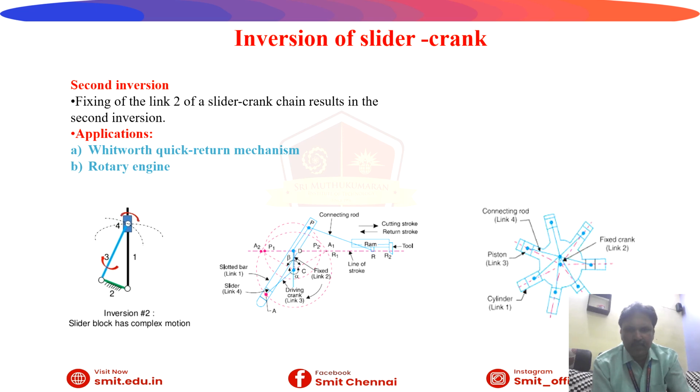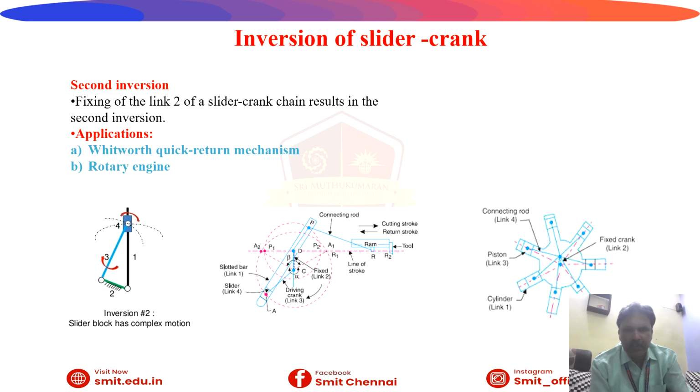Here we can see the Whitworth quick return motion mechanism. In this, the crank is link 3, and the fixed link is 2. Whenever the driving crank is rotated, what will happen? The slider link 4 slides in the groove in the connecting rod frame. The sliding part is moving here and there; the sliding bar moves inside the groove that is arranged.